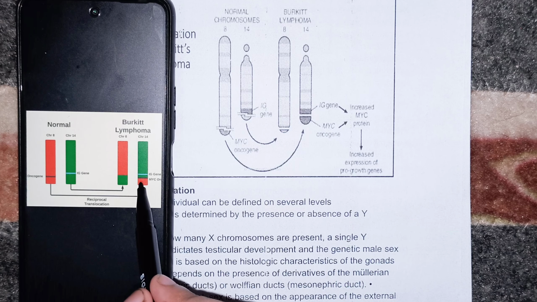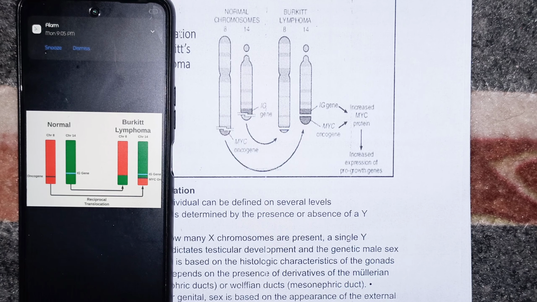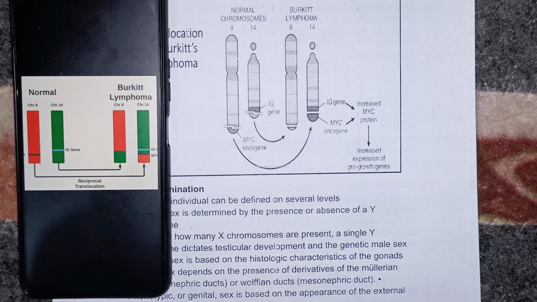You can see this blackish MYC gene and this red part is removed from here and fitted here. Okay, and the green part that was present here, beta, came out from here and got fitted here. Okay, this is the Burkitt lymphoma. Yeah, this is the chromosomal translocation. This is the reciprocal translocation which occurred in Burkitt lymphoma.